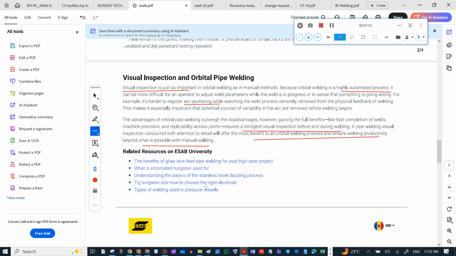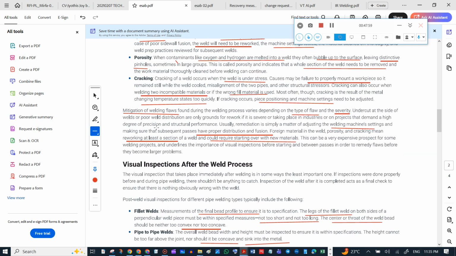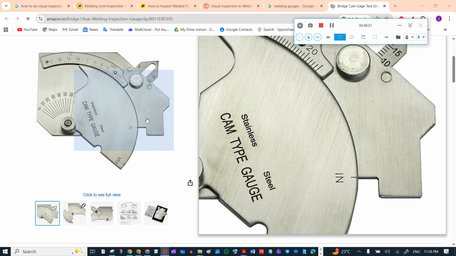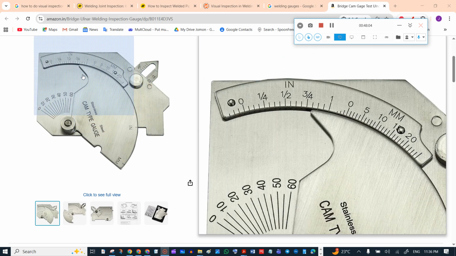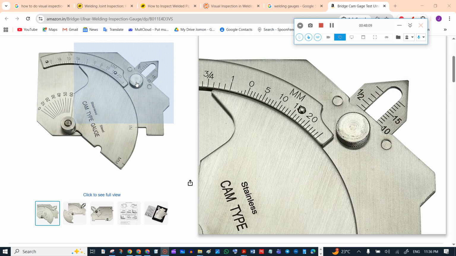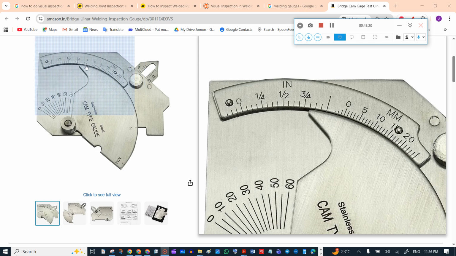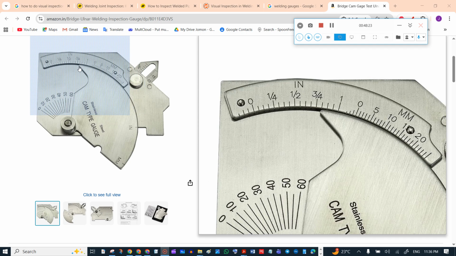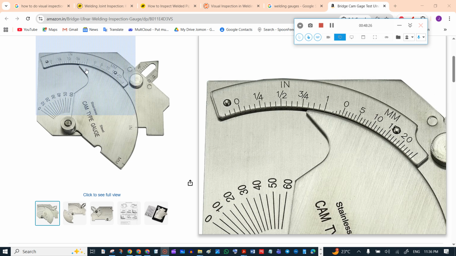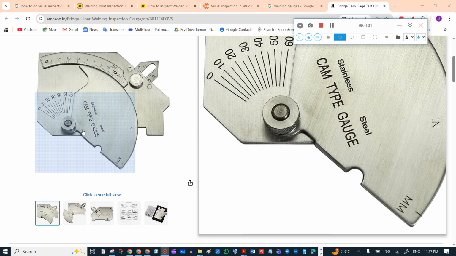Now finally we will discuss some instruments we use for visual inspection. So this is a bridge cam gauge. Here we use it to measure the fillet weld. Here we use it for checking the reinforcement. Now we have the high-low gauge. This one is a cam type gauge.